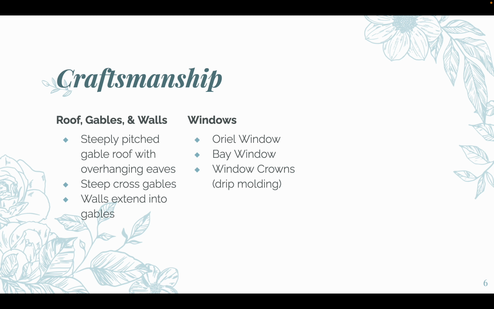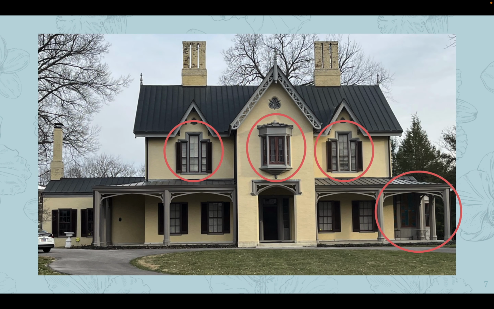Bay windows are a staple of Gothic Revival architecture. They can take on a couple forms, the classic bay window as well as an oriel window. Another key aspect of Gothic Revival windows are window crowns, specifically the drip mold style. Both types of bay windows are present in Elley Villa.